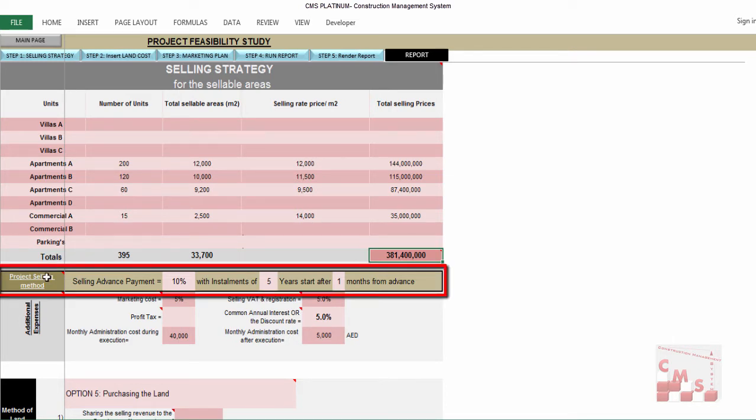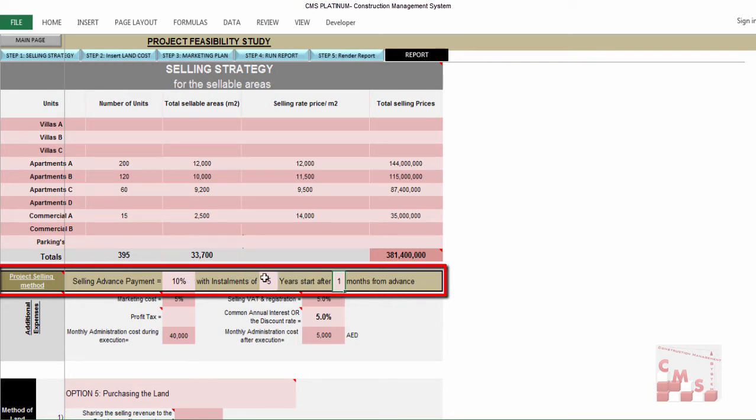Then you have to insert the project selling method, how you are planning to sell your units. Suppose you are making a marketing plan with an advance payment and installments within years. For example, here we intend to make an advance payment of 10% and installments for 5 years, and the installments will start after 1 month from the advance. Of course, you can change this according to your requirements and your plan.